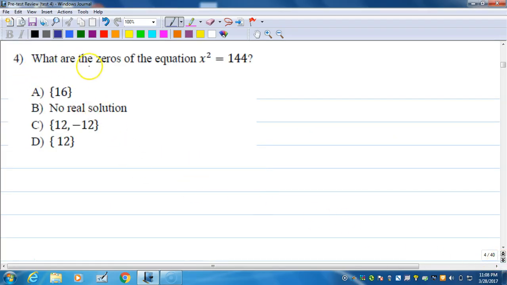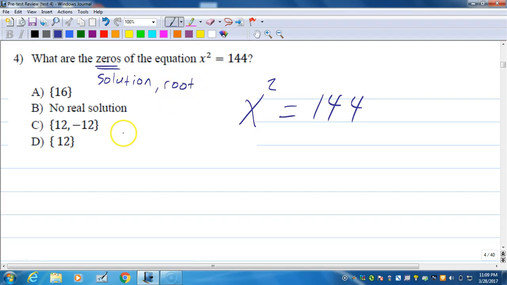Number 4. What are the zeros of the equation x squared equals 144? X squared equals 144. The zeros. This is a good word here. Zeros. Another word for zero is solution or root. Alright? So, in other words, solve this question. What is x equal to?